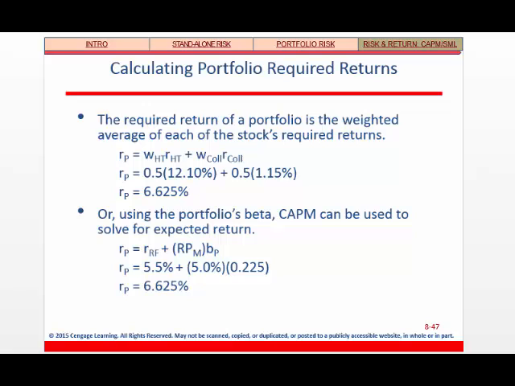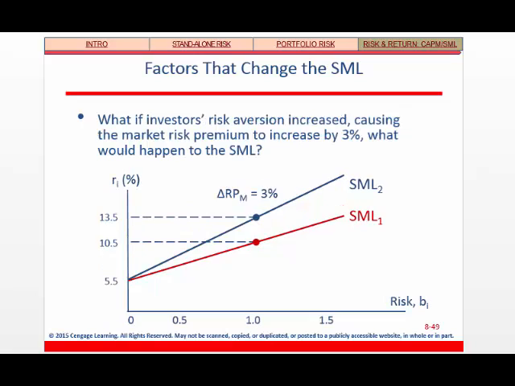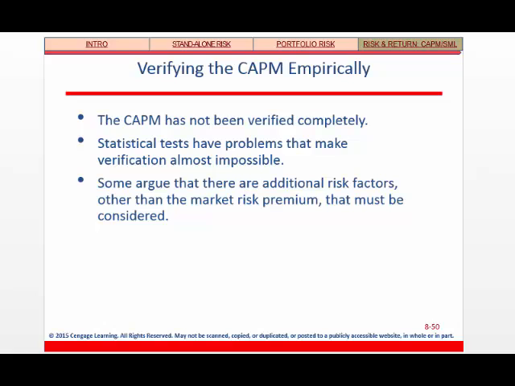Now, we should also mention inflation. What would happen if investors raise inflation expectations by 3%? What's that going to do to the security market line? As you can see, it's just going to cause a 3% shift. All right. What about risk aversion? What if risk aversion increased, causing the market risk premium to increase by 3%? What would happen to the security market line? Well, now you're going to get an increase in the slope, right? Does everybody see that? And so, you've got some interesting things that you can think about with the security market line.